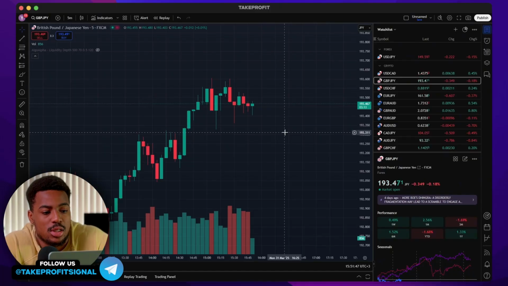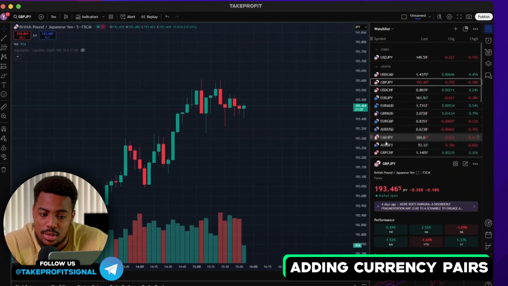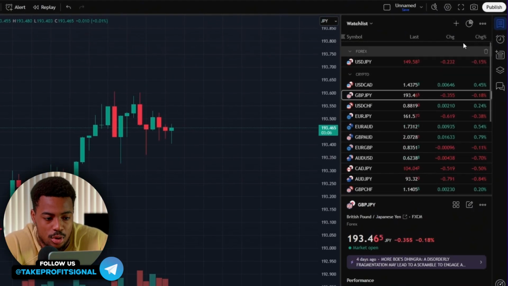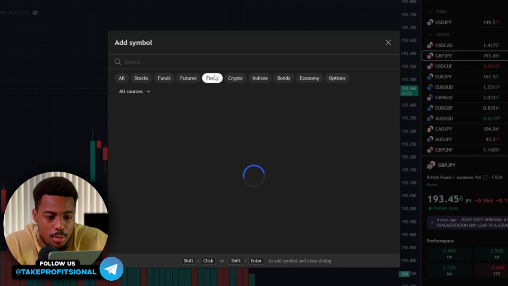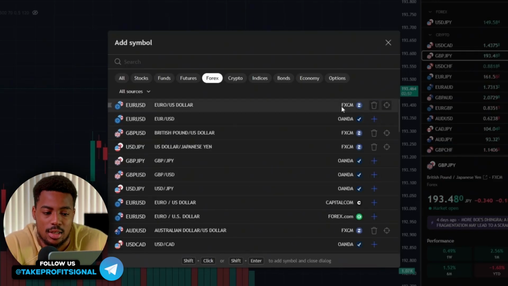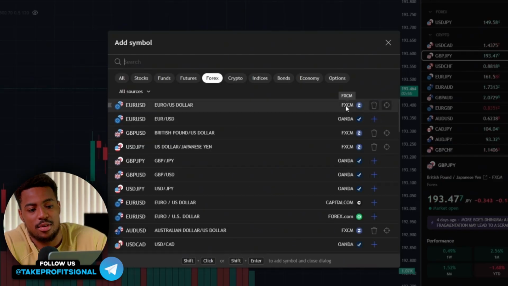If you are using this terminal for the first time, it is quite possible that the currency pairs we need will not be added. And to add them, you click on the section with a plus in the upper right corner. You should select the Forex section, and our task is to add those currency pairs that have the provider FXCM.